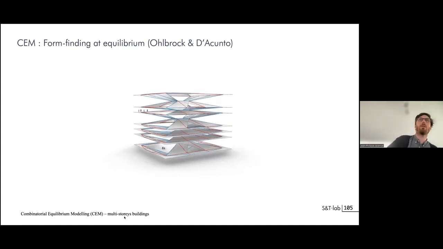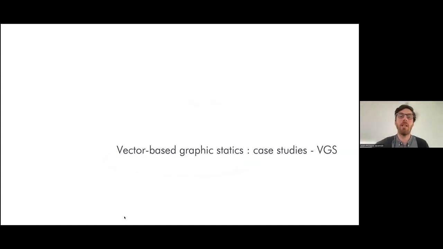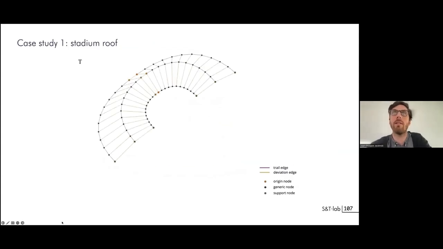So as a conclusion to this small part, VGS and CEM work great together. And this is what I'm going to show you in the case studies: providing a geometry at equilibrium from CEM is really a great first step to tackle a new design task. So I will show you in a bit more detail the case study of a stadium roof.